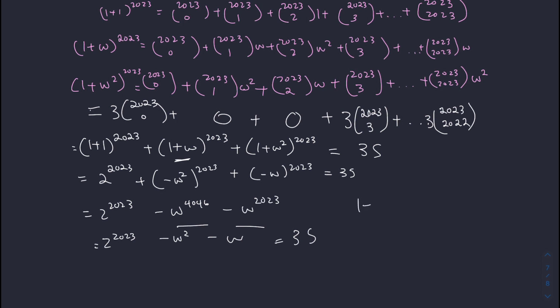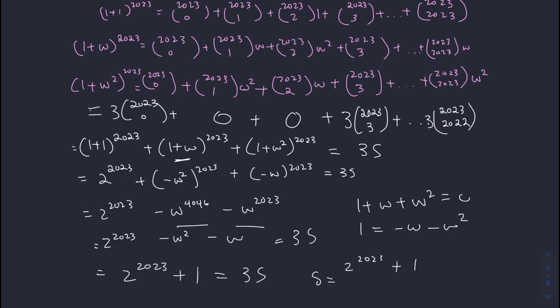We're going to use this fact one last time, that 1 plus omega plus omega squared equals 0. Because for this part, if we were to subtract omega and omega squared on both sides, we would get 1 equals negative omega minus omega squared. So in this place, we can just plug in 1. Therefore, 2 to the 2023 plus 1 equals 3S. Let's divide by 3 on both sides. That would give us our answer to be S equals 2 to the 2023 plus 1 all over 3. This is our answer. We have finally found the solution.